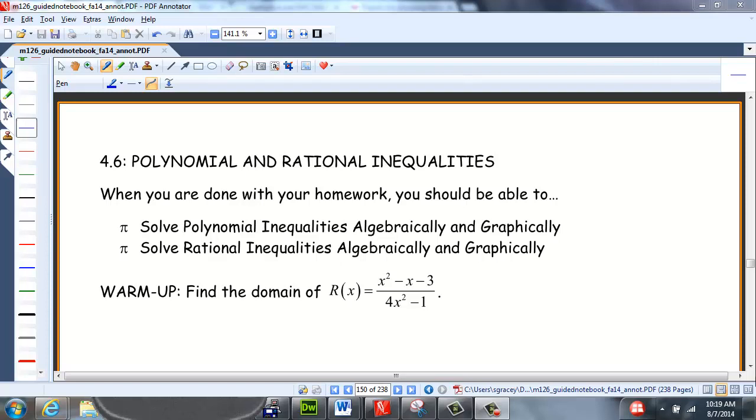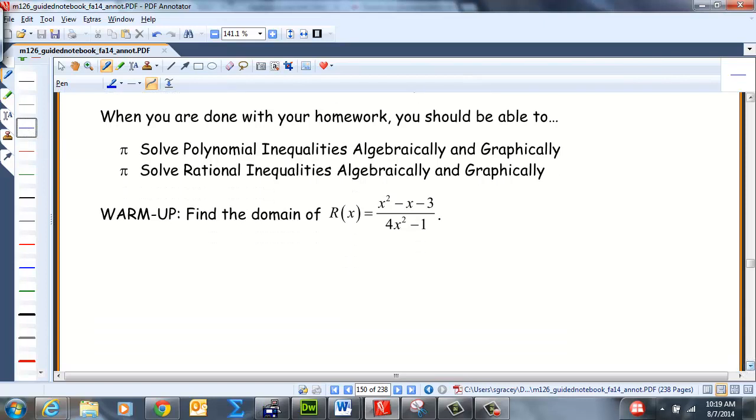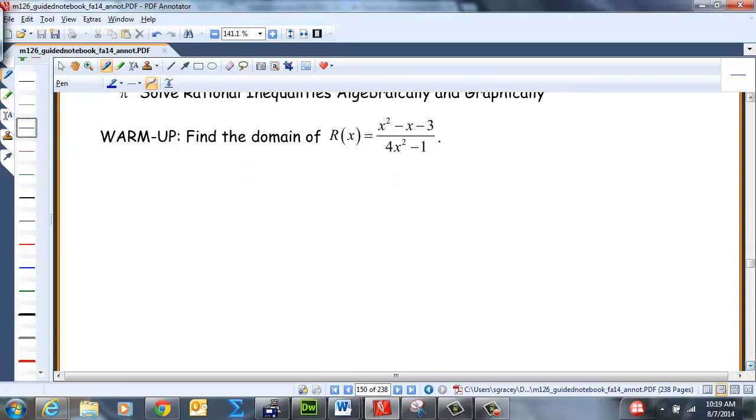We'll be working out of the Sullivan and Sullivan Precalculus Enhanced with Graphing Utilities text. And today we'll be focusing on solving polynomial and rational inequalities. So let's warm it up by reviewing how to find the domain of a rational function. So anybody remember?